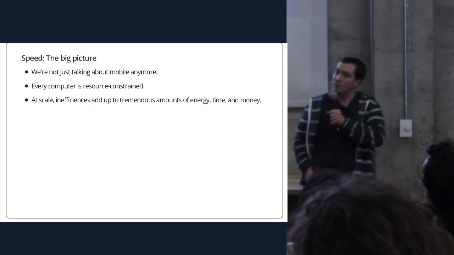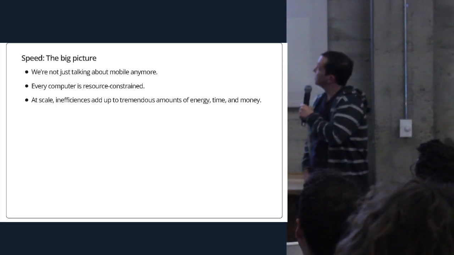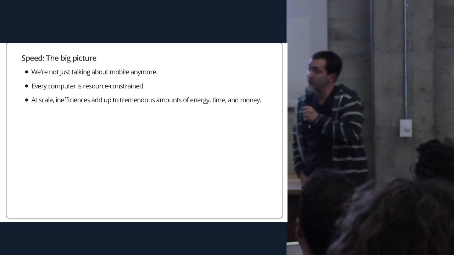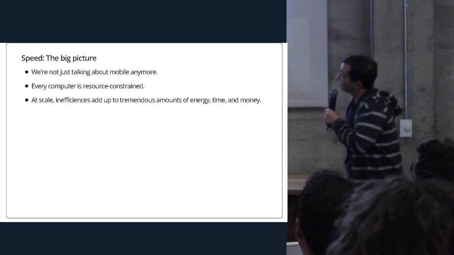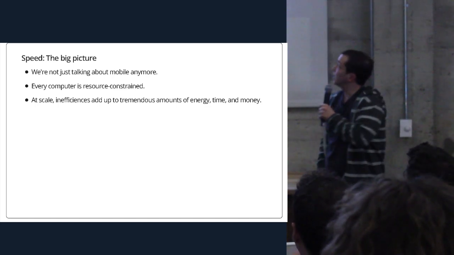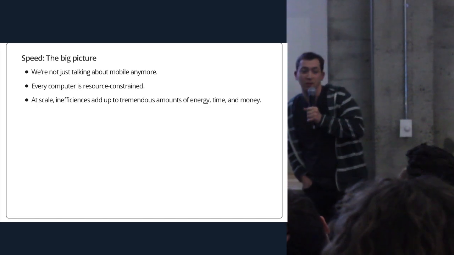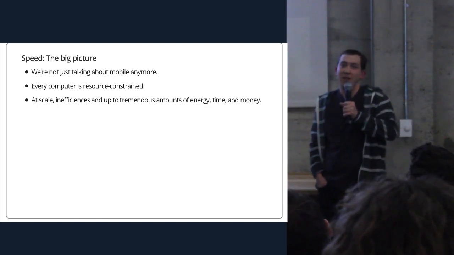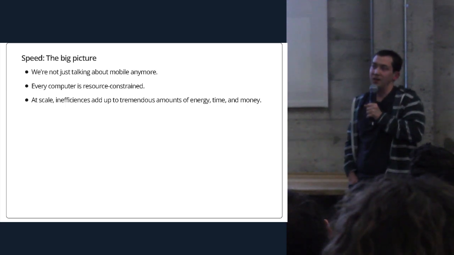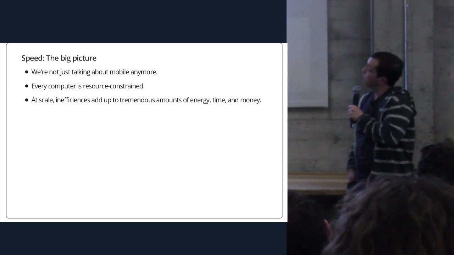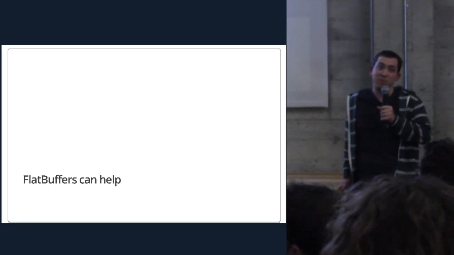Speed, part two. It's not just mobile devices and it's not just games. Every computer is resource constrained. At scale, inefficiencies add up to tremendous amounts of energy, time, and money wasted. Again, if you have hundreds or thousands of machines and you can shave off tens of percents of time, that's a big deal. So flatbuffers can help with that.